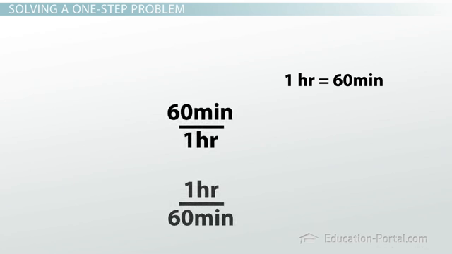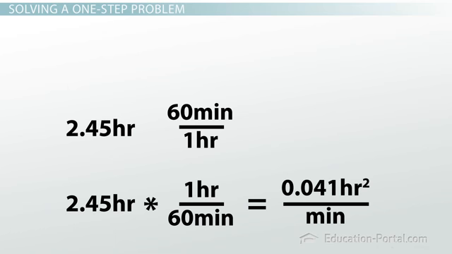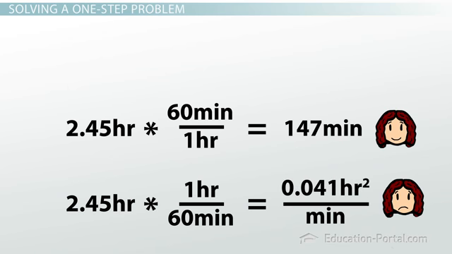So which one do we use? Let's see what happens with each one. If we take 2.45 hours and multiply by 1 hour over 60 minutes, which is equal to 1, we get a value of 0.041 hours squared over minutes. If we take 2.45 hours and multiply by 60 minutes over 1 hour, also equal to 1, we get a value of 147 minutes. If we compare these two answers, we need to understand that both of them are equivalent values, but one gives you the units you want and one does not.